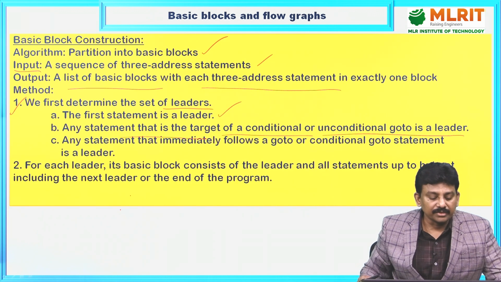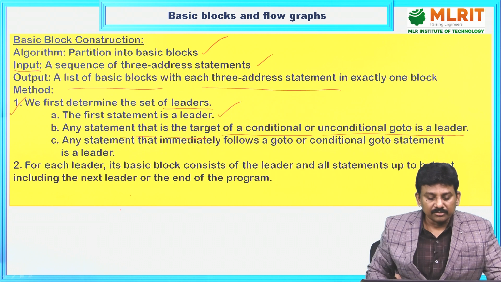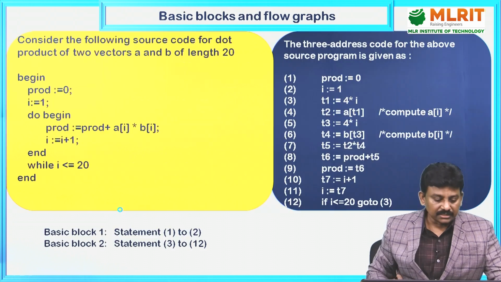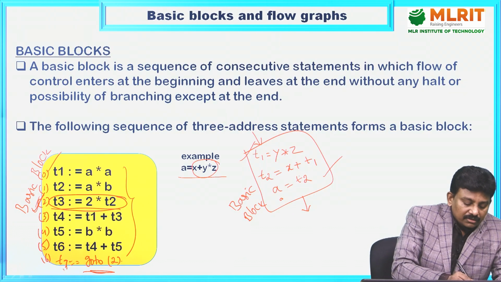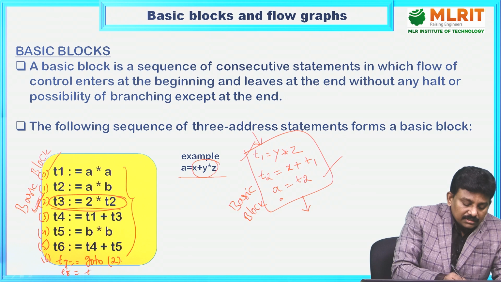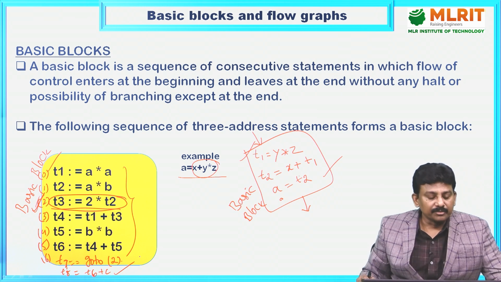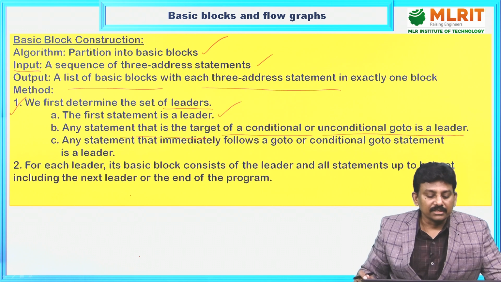Next, any statement that immediately follows a goto or conditional goto statement is a leader. For example, after this goto we have another statement, T8 = T6 + C. This is also a leader: the statement immediately following a goto statement is a leader. The first statement is a leader.